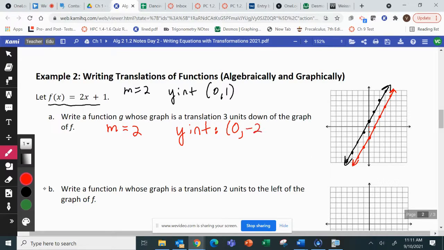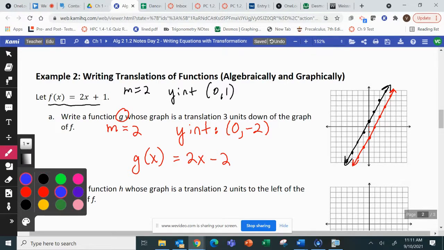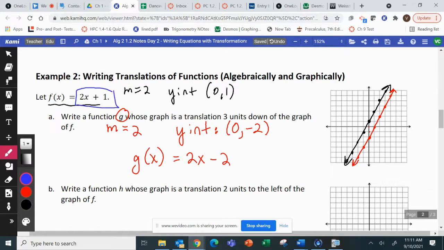It's -2. So if I have my slope and my y-intercept, can I just write the equation? Okay. So they tell us it's g. So g of x equals 2x minus 2. You could have done this, not graphically, with the equation as well. If I had originally 2x plus 1, and I'm going to take that down 3, well, that goes on the outside of the equation, down 3. So if I have 2x plus 1 down 3, that equals 2x minus 2.